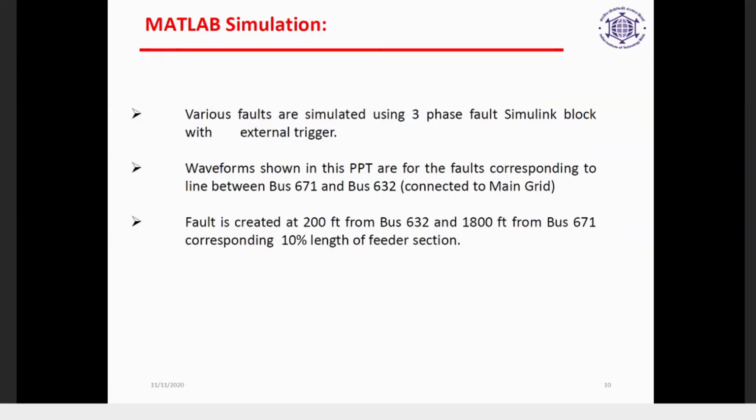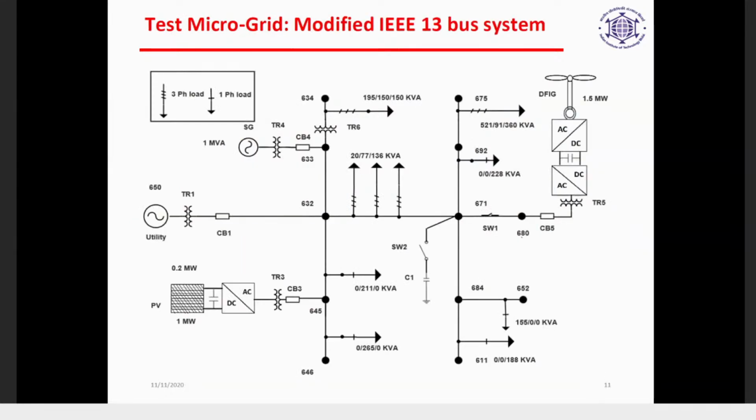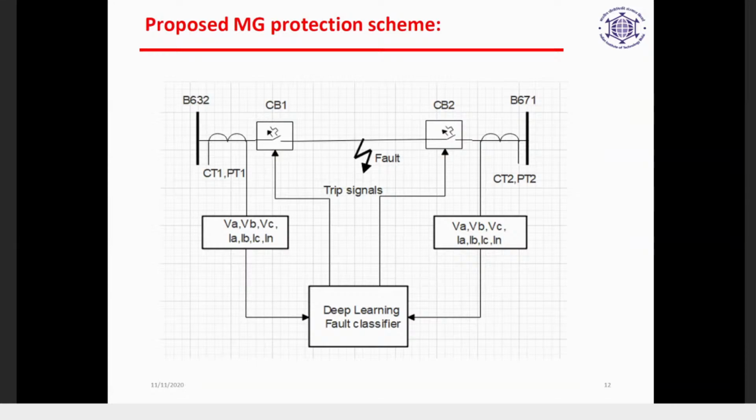Okay, so this is how the test system looks. This is a slightly modified IEEE 13 bus system. We have a wind generator, a DFIG is there, PV is there. Of course, this is the main utility. We have a DG system also, and different kinds of loads. We have capacitors also, so switchings can be provided. So this is our proposed microgrid protection system.